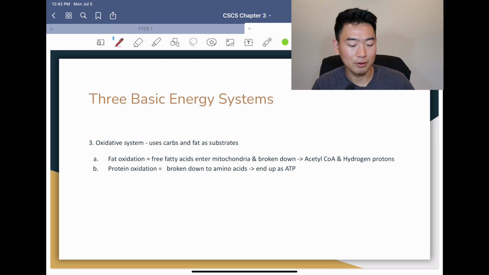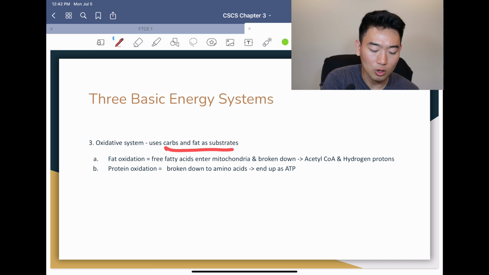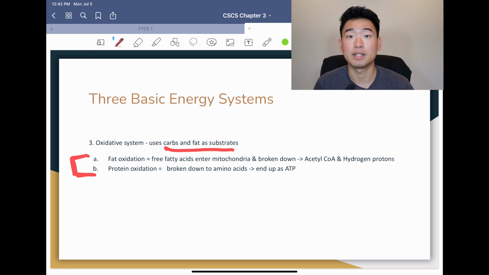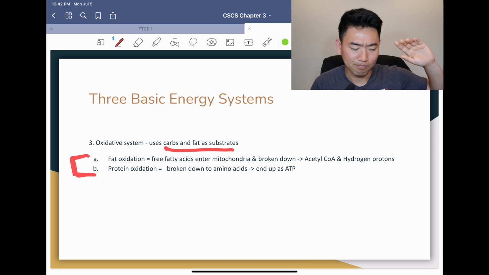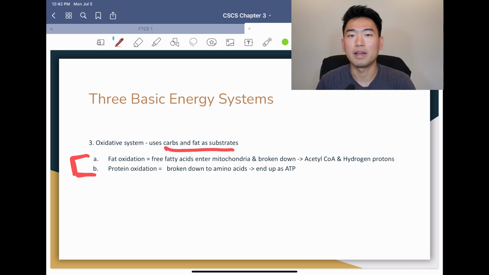Okay, the third and final energy system that we're going to talk about is the oxidative system. So this uses carbs and fat as substrates, and there are two ways to generate ATP. We're going to discuss this in later chapters in much more detail, but for now, just know that the oxidative system loves using fat as a fuel. So if you see a marathon runner or a triathlon athlete, they use a lot of fat as their fuel to keep going, so just keep that in mind if you can.